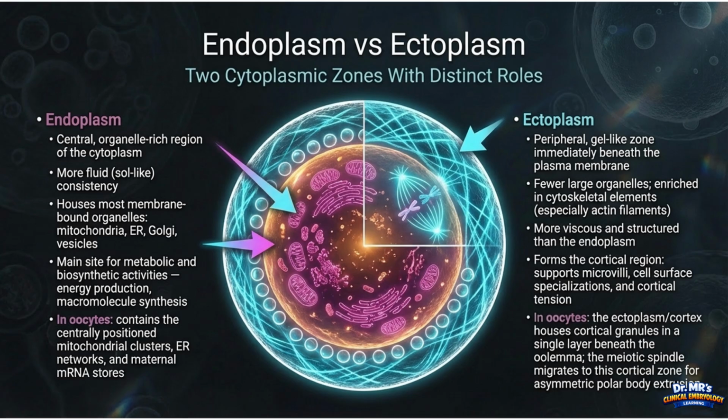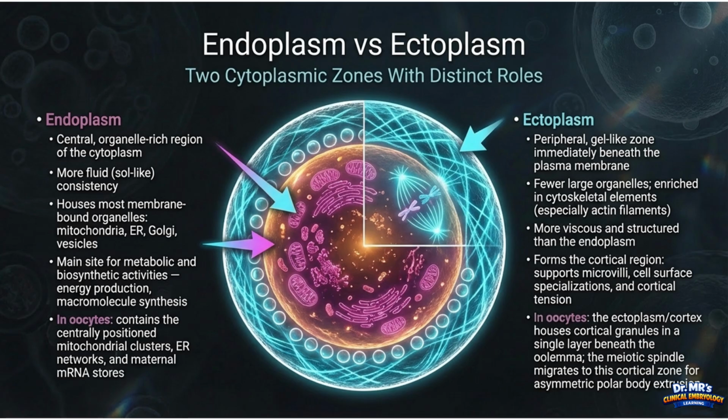It is where cortical granules are positioned in a single layer beneath the oolemma, ready for their exocytotic release at fertilization. It is where the meiotic spindle migrates in late maturation, positioning itself asymmetrically near the cortex so that polar body extrusion removes the minimum possible cytoplasm from the oocyte. And it is where the mechanical rigidity of the actin network resists deformation during oocyte handling, denudation, and intracytoplasmic sperm injection.